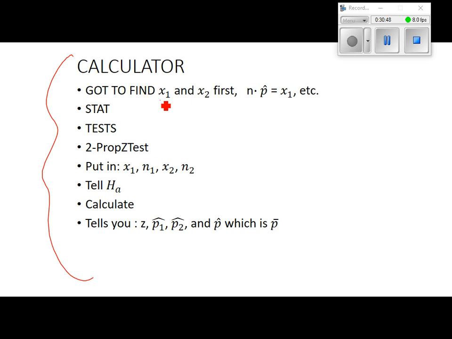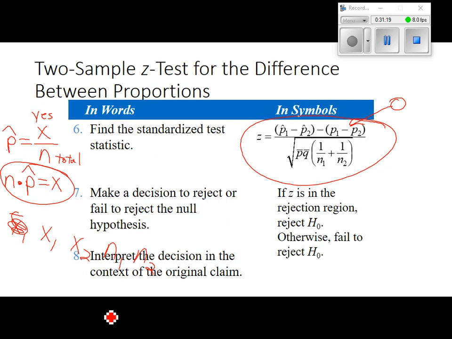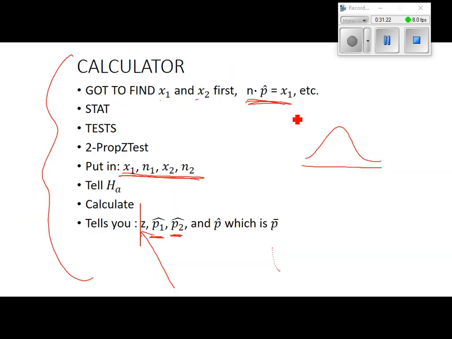So you've got to find x1, x2 before you do it. You do that by doing this. The calculator's going to ask you to put in those 4 things. Then it's going to ask you what the HA is, calculate. Then when it tells you your answer, it's going to tell you all of these things. The Z, that's what we're looking for to test on our little curve. It'll tell you what P hat 1 and P hat 2 is. And it'll also at the bottom tell you what P hat is. Well, P hat is our P bar for these problems.